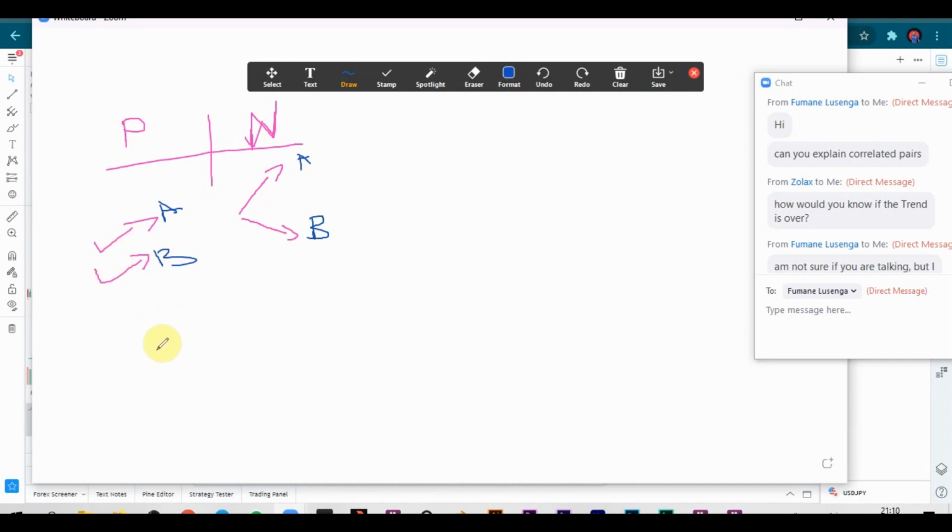For an example, let's say... the reason I will not clearly give you names of the currencies is because correlation usually varies, né? Sometimes you'll find that today the pairs are correlating and tomorrow the pairs are not correlating. That's why I gave you a framework of how to spot correlation.